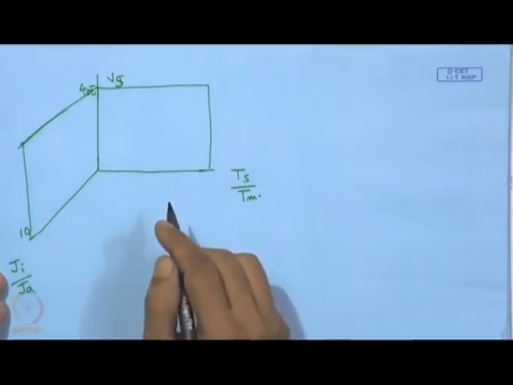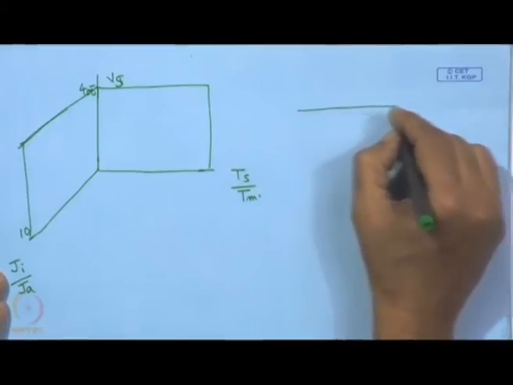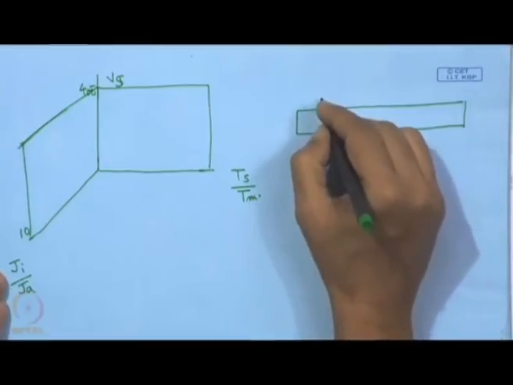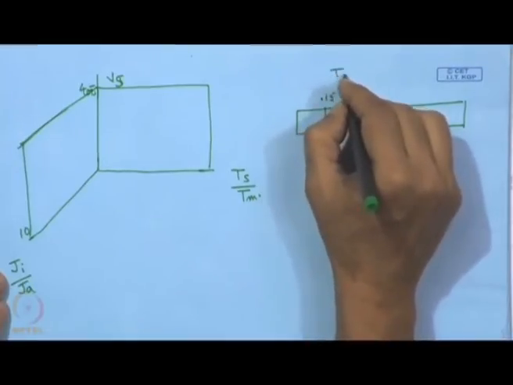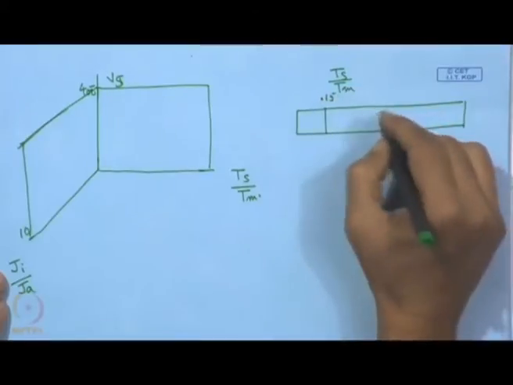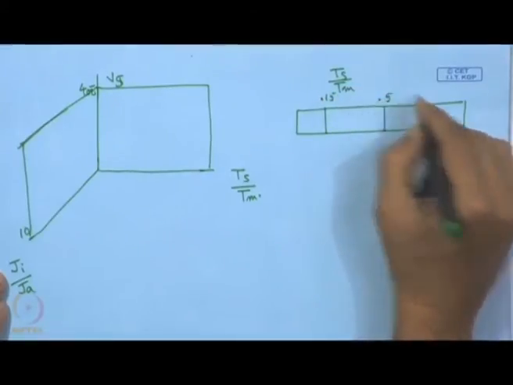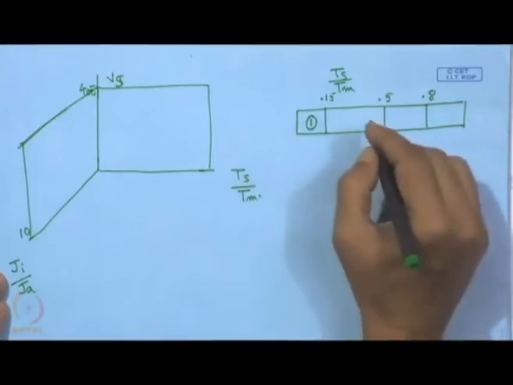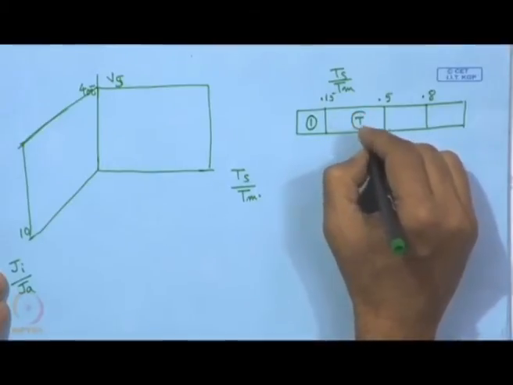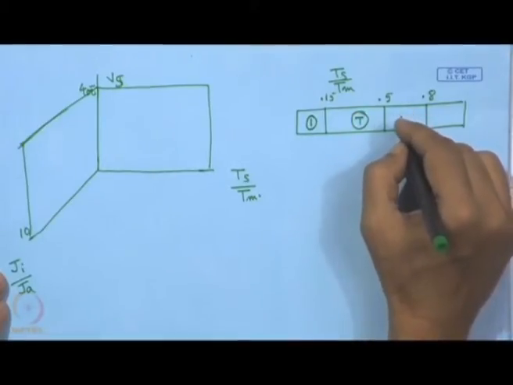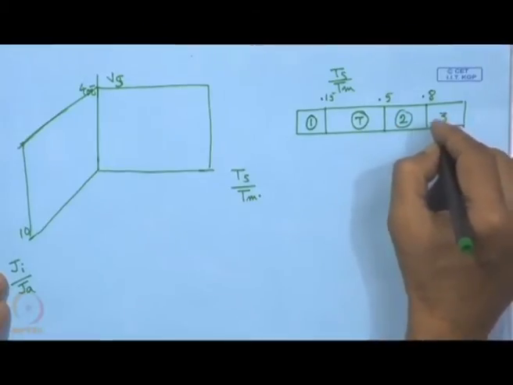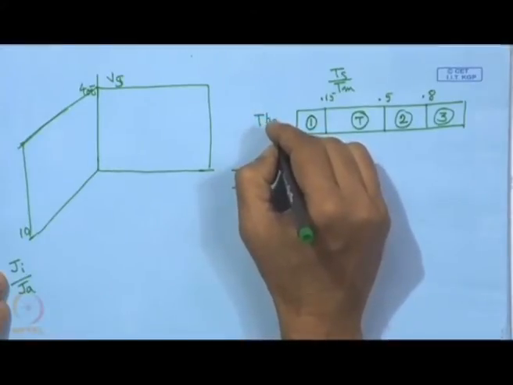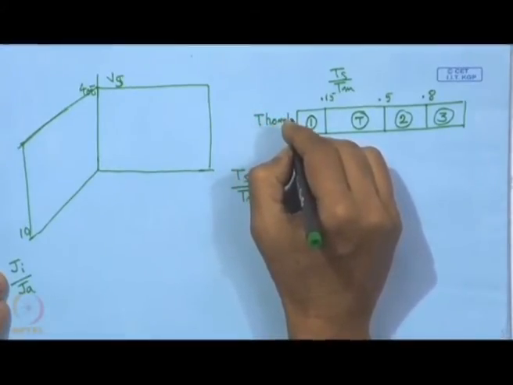So, we can have such a rectangle. But if we consider the zone model following the Thornton diagram, here 0.15, this is Ts by Tm, and then we have about 0.5, then about 0.8. This is zone 1, this is the transition zone T, this is zone 2, and this is zone 3. So, this is according to the Thornton diagram.